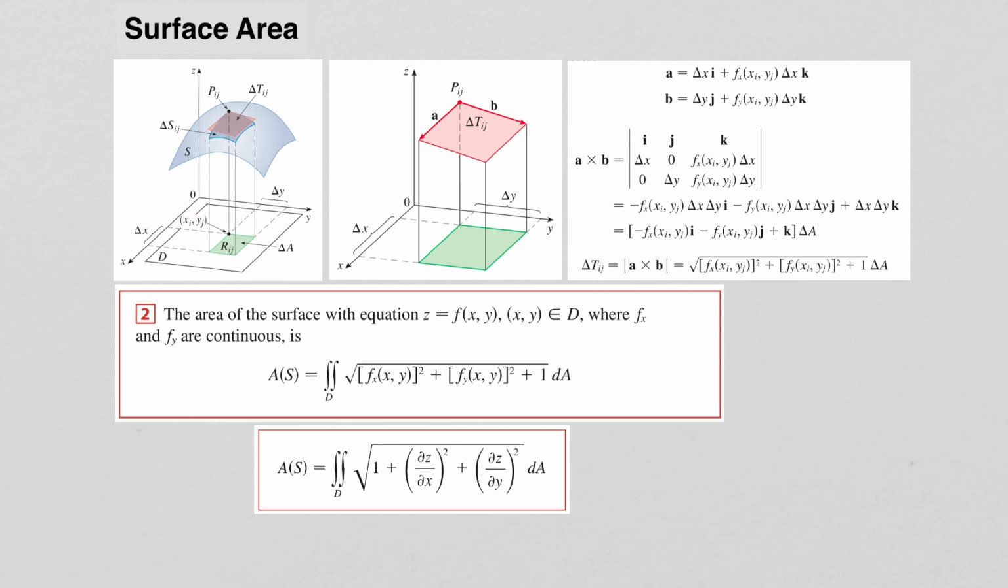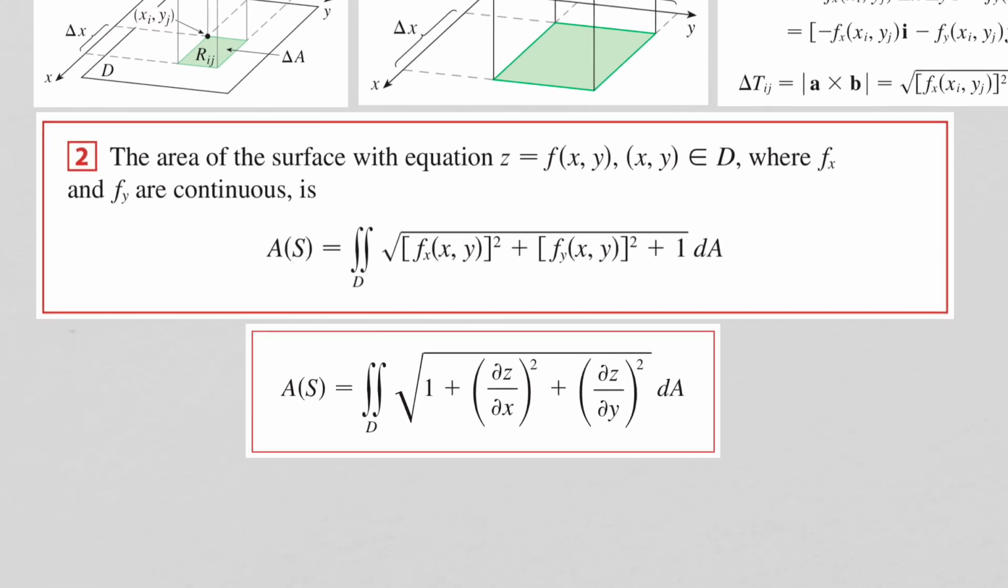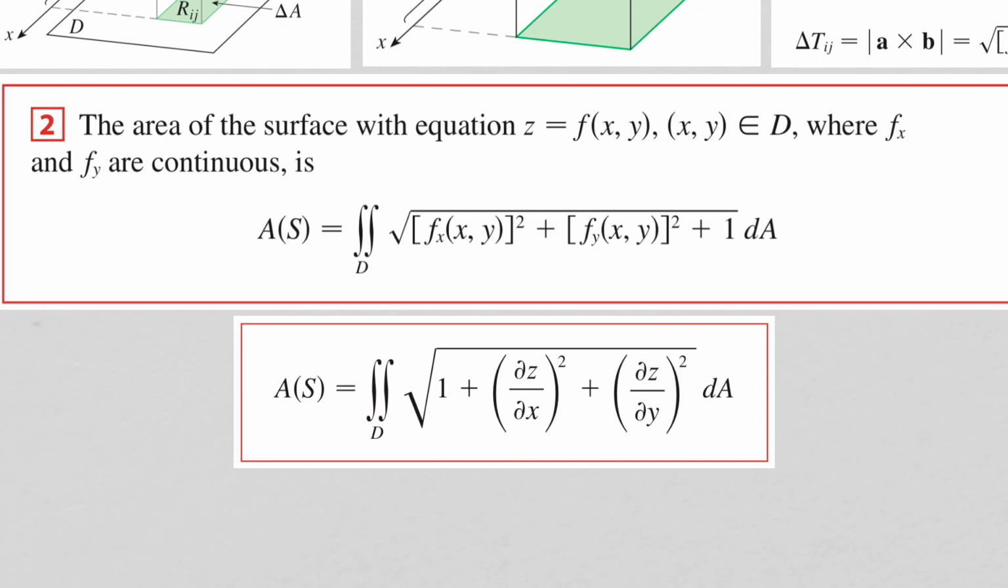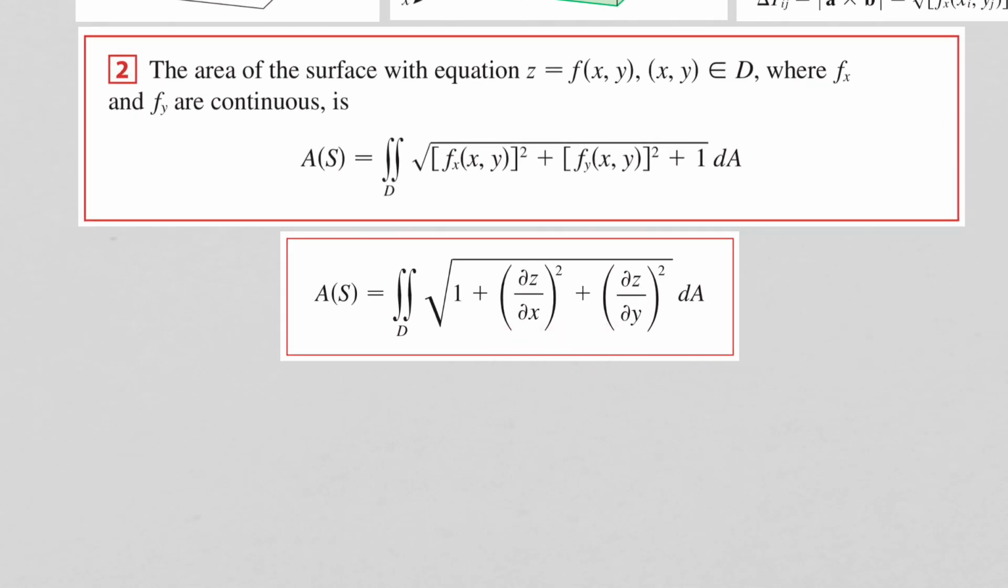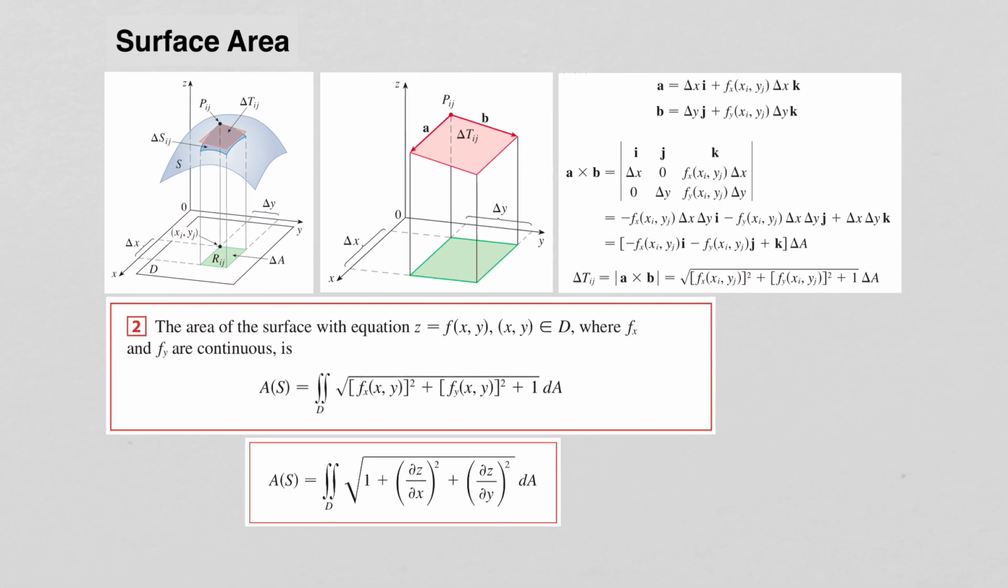And when we're all said and done here, we actually get a pretty simple formula for surface area. To find the area of a surface above some region D, we simply need to take the integral of the square root of the sum of the squares of the partial derivatives and 1. And this is another way that we can represent that formula. So let's go ahead and do an example.